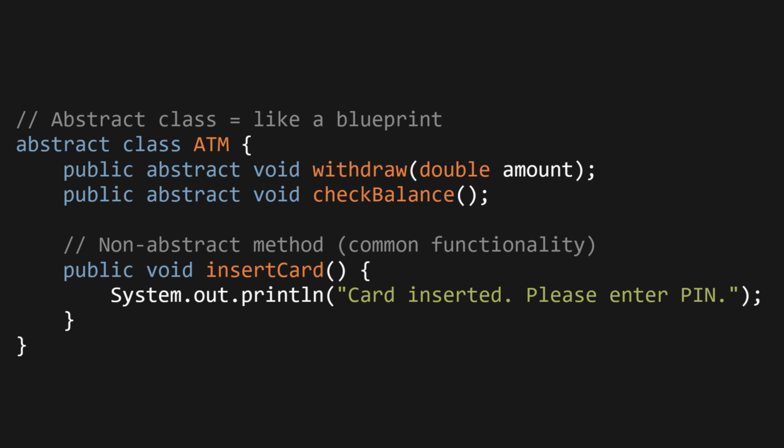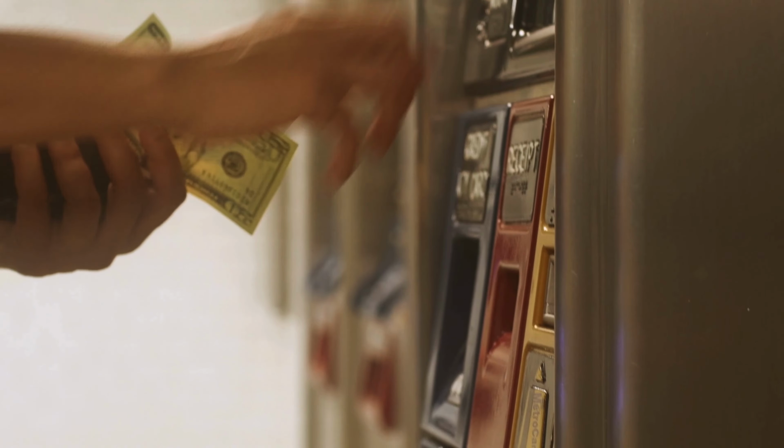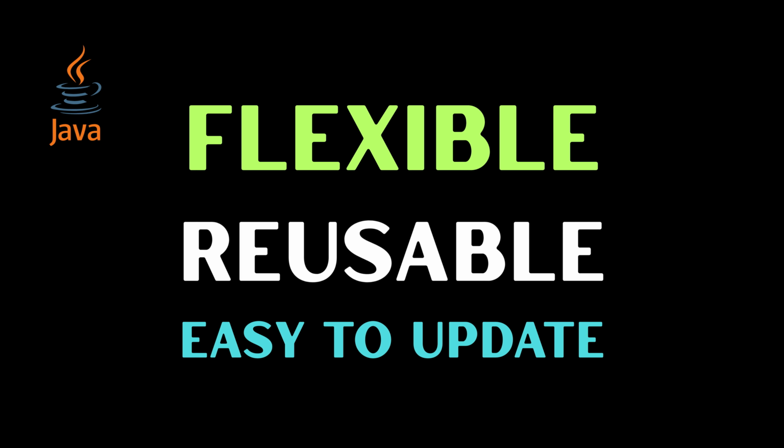In here, abstract classes act like blueprints. They say what should be done, but not how. Different banks can have their own ATM implementation. The user doesn't care how the backend works. Abstraction makes code flexible, reusable, and easy to update.